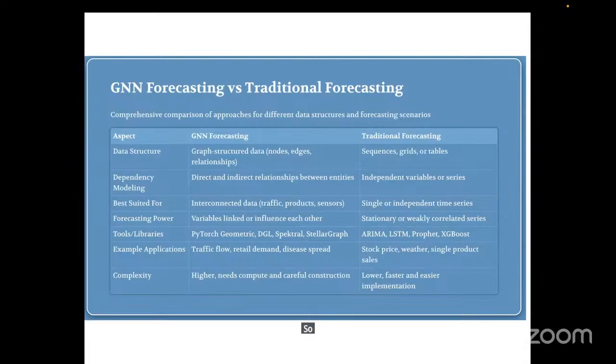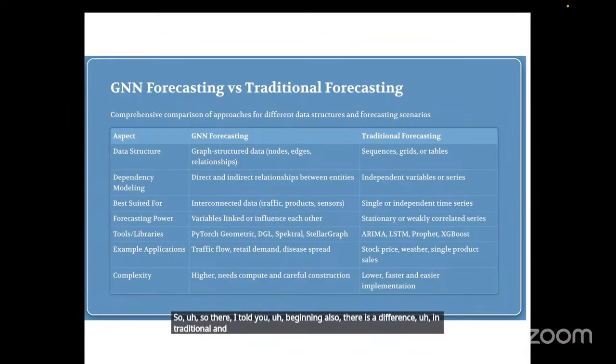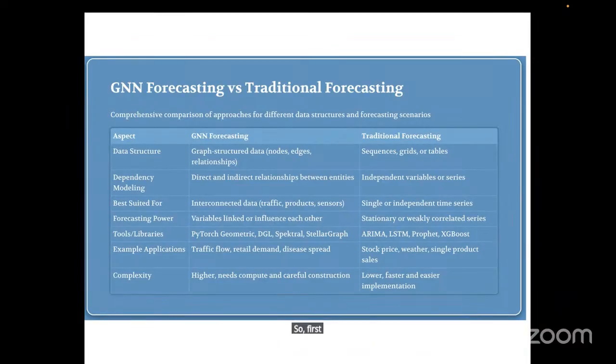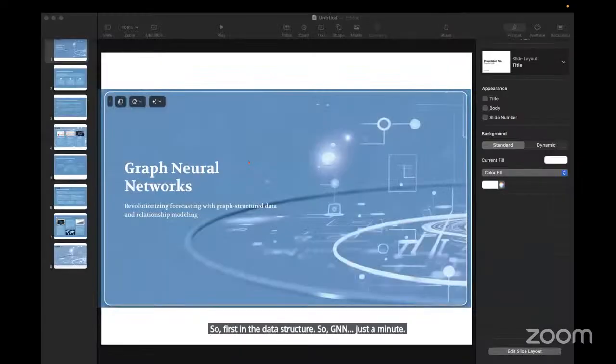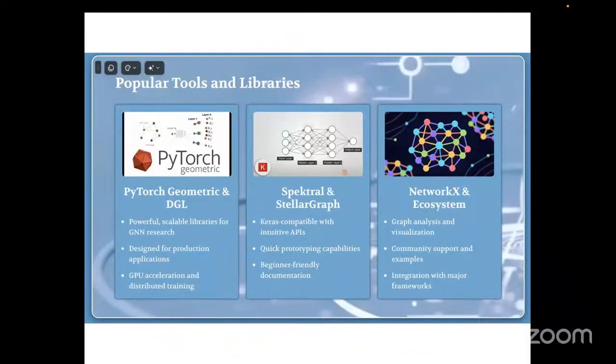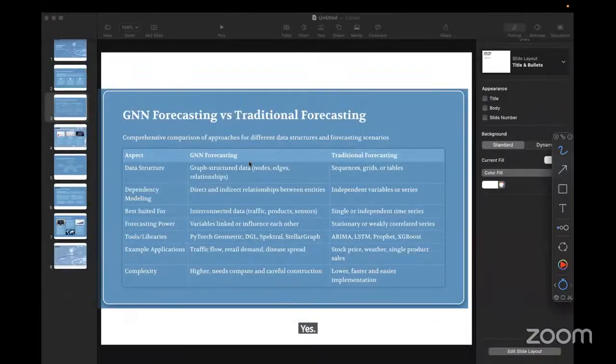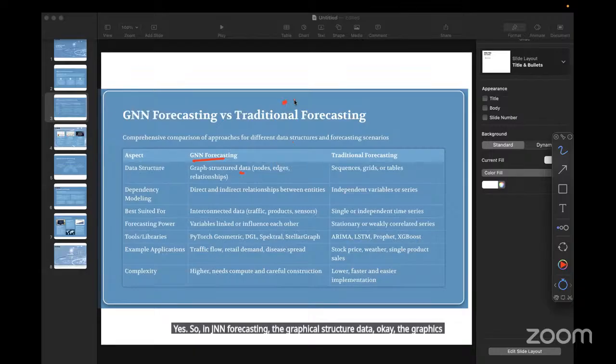As I told you in the beginning, there is a difference between traditional and GNN forecasting. First, the data structure. In GNN forecasting, we have graph structured data: this is one node, and this node has edges, which we call lines or relationships.